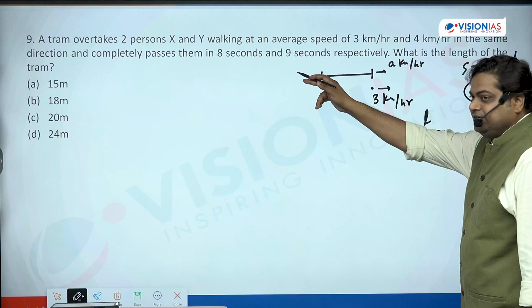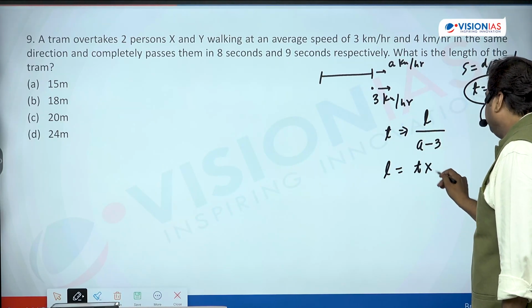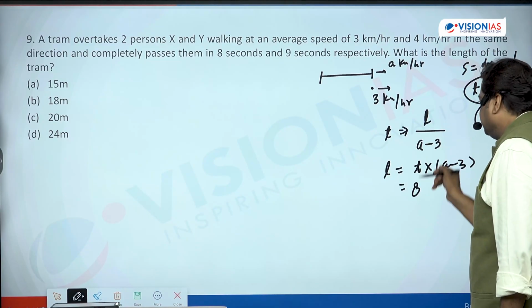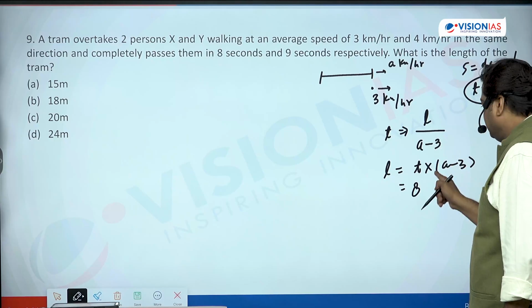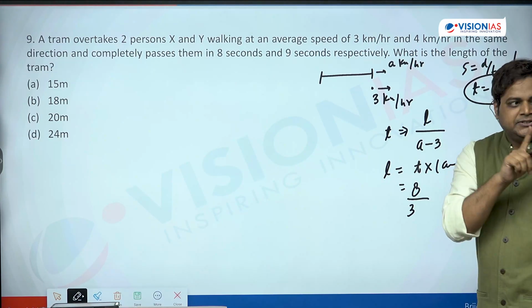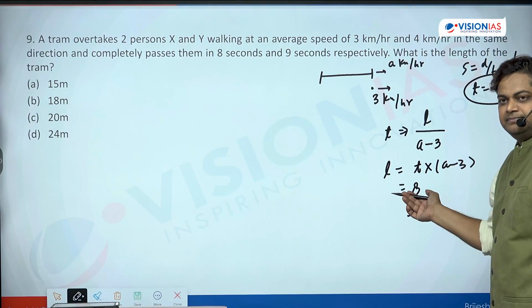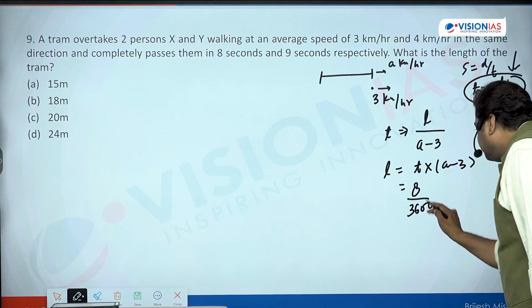So T is what? It is given 8 seconds. So this L value is what? T into A minus 3. T is 8 seconds. But L is in kilometers, A minus 3 in km/h. So 8 seconds also we are going to convert into hours. Unit is very important here. So 1 second is how many hours? 1 hour has 3600 seconds. So we are going to divide it by 3600.